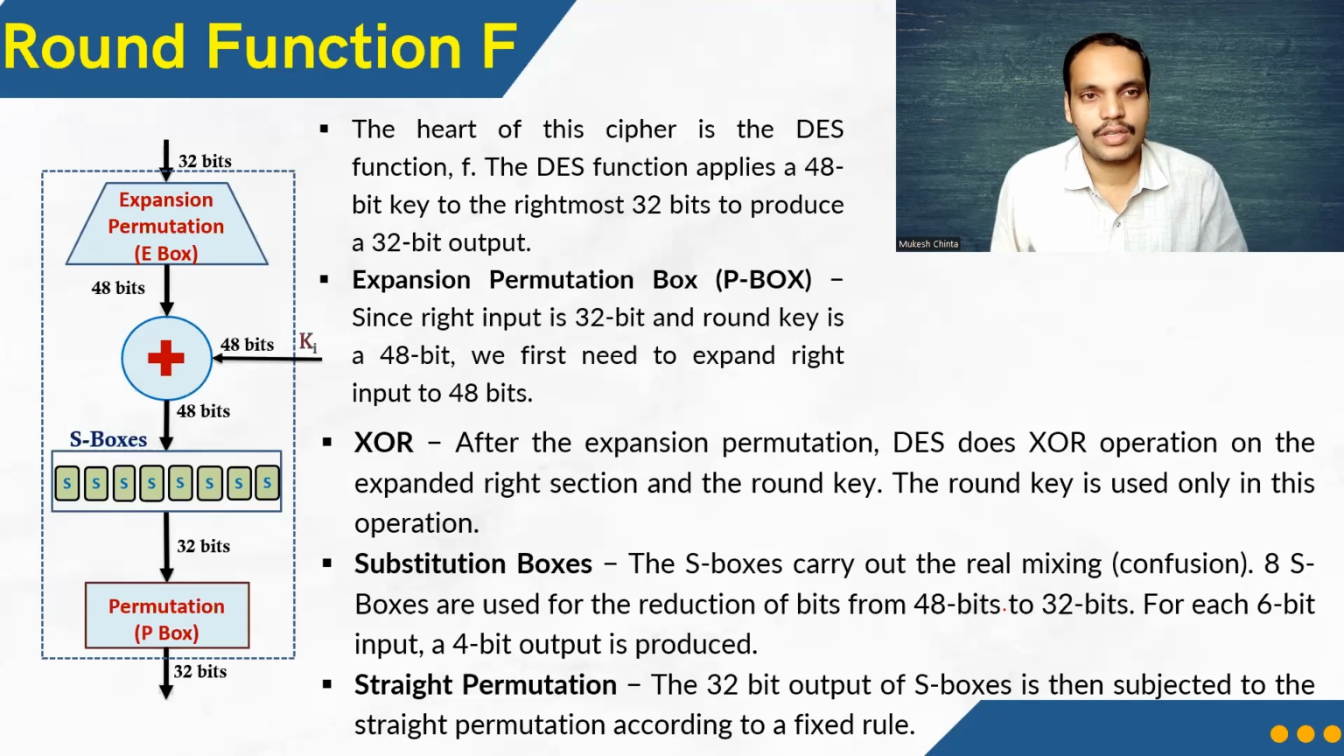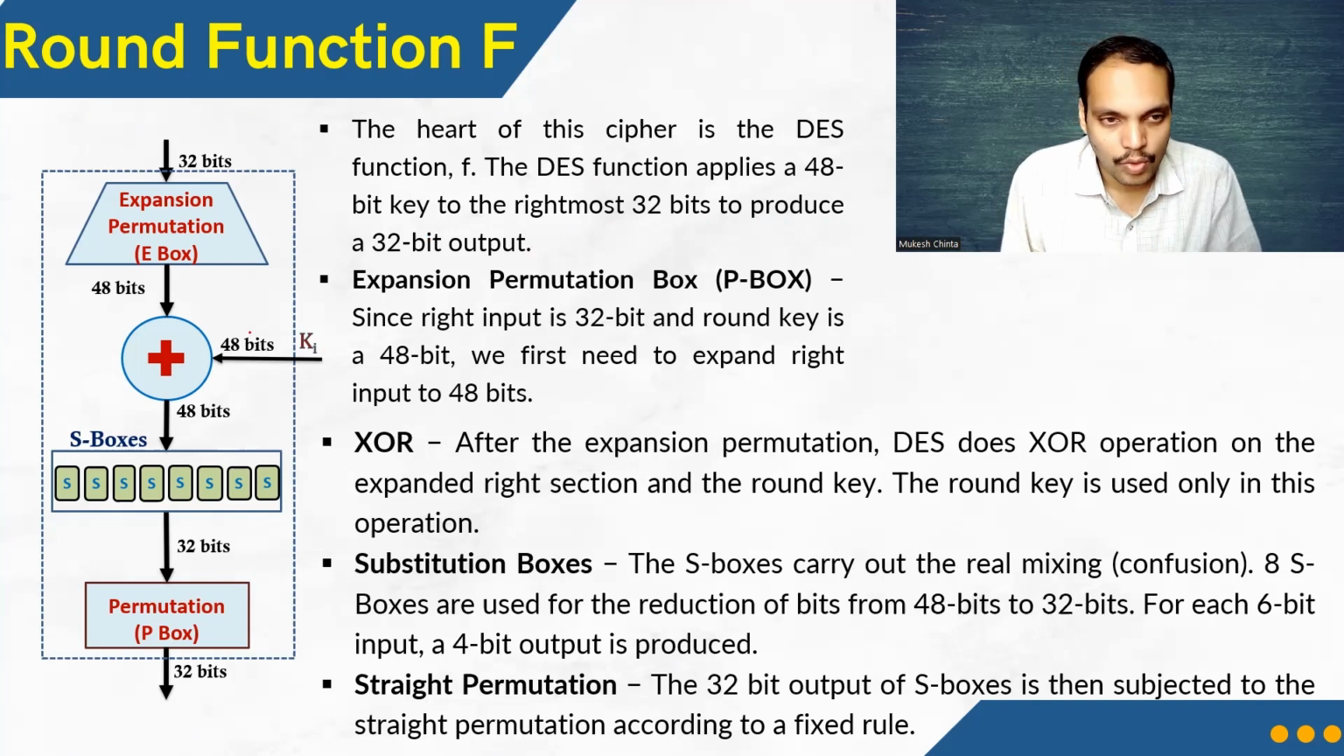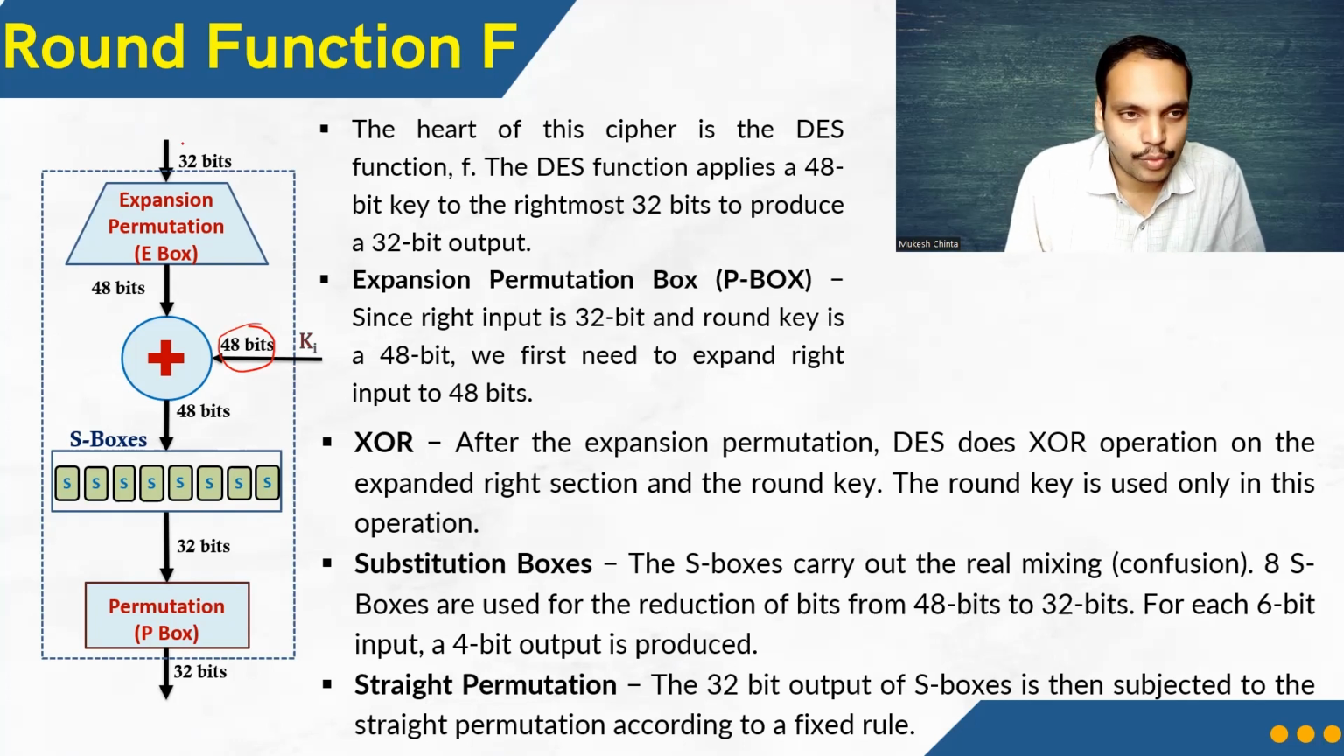Okay, so you can see this is how the round function works. The heart of this cipher is the DES function F. The DES function applies a 48-bit key to the rightmost 32 bits to produce a 32-bit output. So this is my round key, which is 48 bits in length, and this is the 32 bits which I got from the right hand side data.